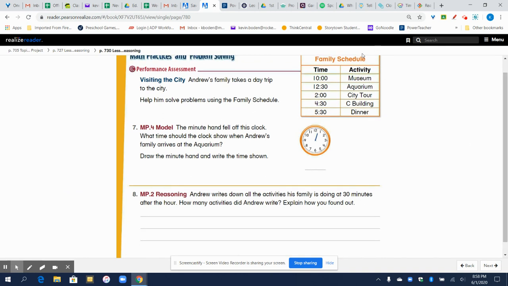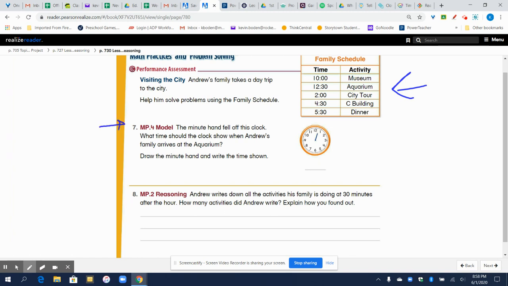All right, it says family schedule up there, and we're going to do a performance assessment, which means we have to use all the information on the page to get this answer. So it says visiting the city. Andrew's family takes a day trip to the city. Help him solve the problems using the family schedule. All right, there goes the schedule up there. So the schedule's up here. And let's learn about Andrew's family. Number 7 is where we are now.